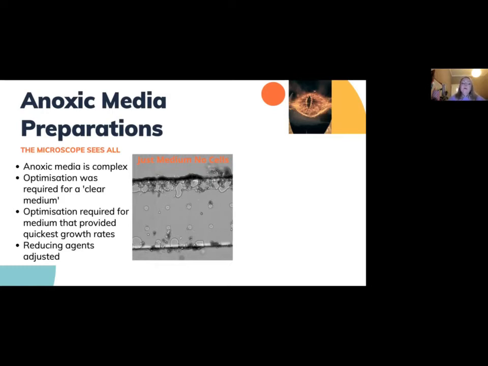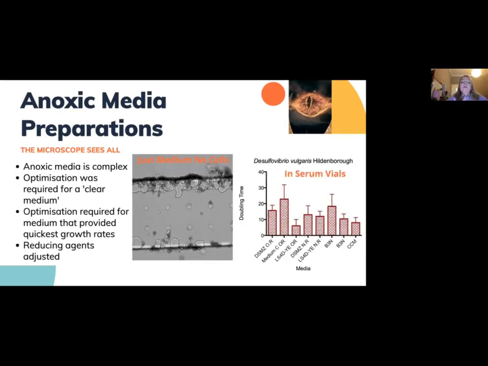So we found that by augmenting the reducing agents and changing some of the media components, we were able to get a clear medium. But then optimization was required to use a medium that was providing the quickest growth rates, because the longer you have your device running on the microscope, it gets harder and harder to work with, basically. And our collaborators had identified that.